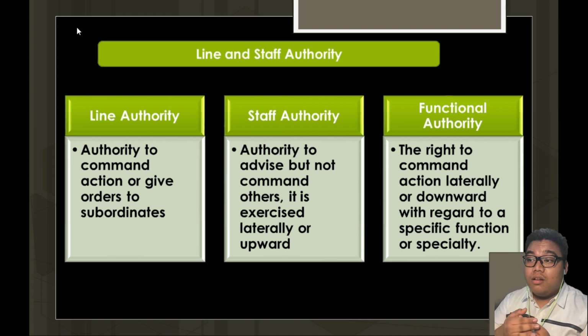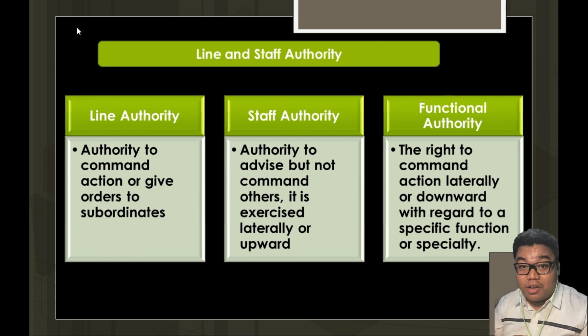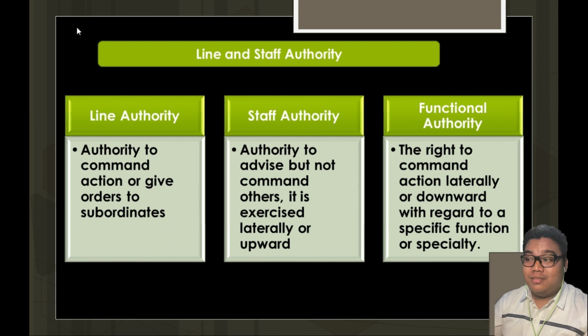So this one arises as a result of your discipline in an organization. So someone like an auditor, an internal auditor, can actually command someone from operations to provide reports and so on as a result of the internal auditor's function in an organization.